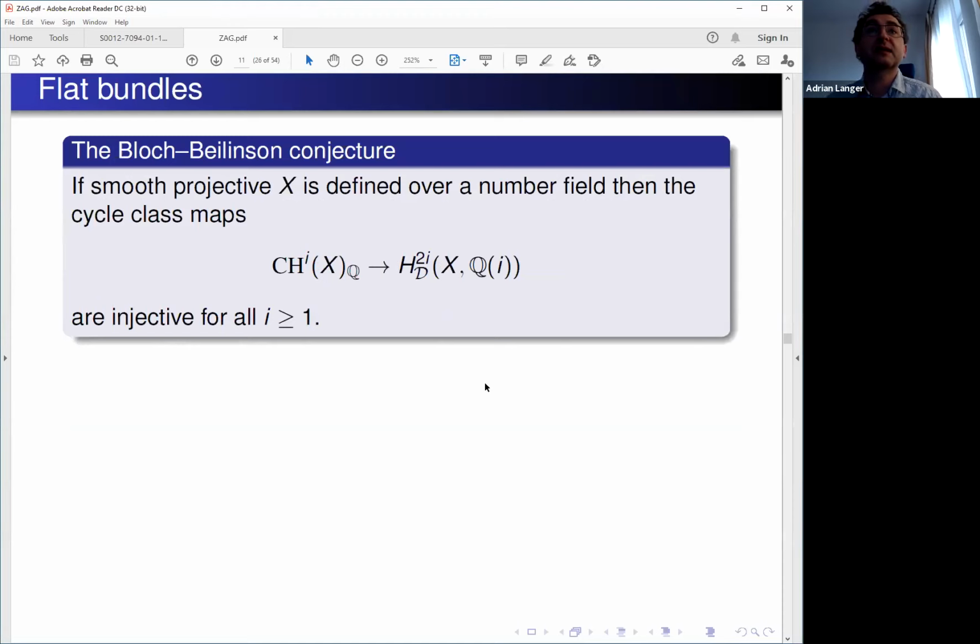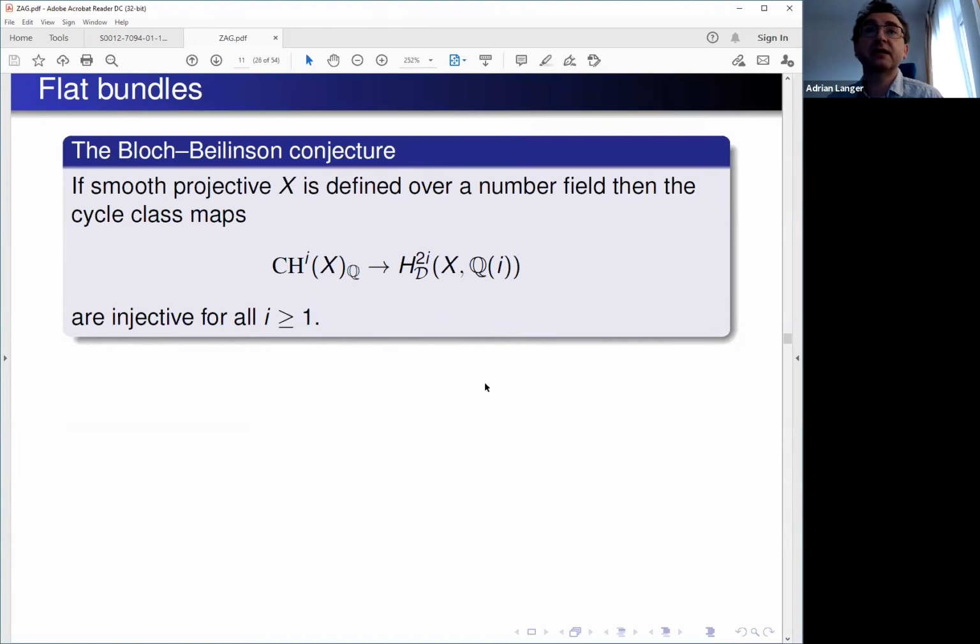Another conjecture that one has around is the Bloch-Beilinson conjecture, which says that if we have a smooth projective complex variety, but if we assume that this is defined over a number field instead, then the cycle class maps from the Chow group to the Lin's cohomology, all these cycle class maps are injective.